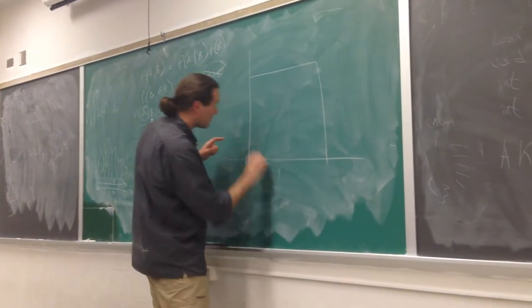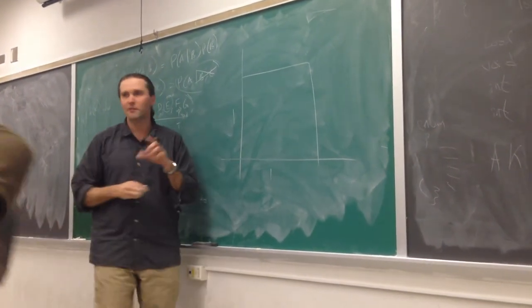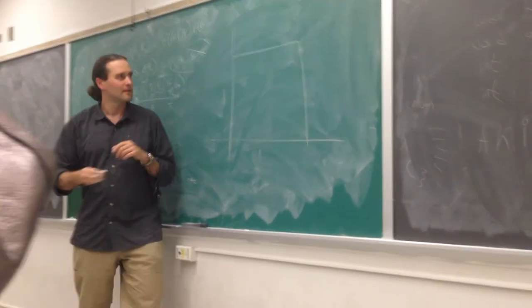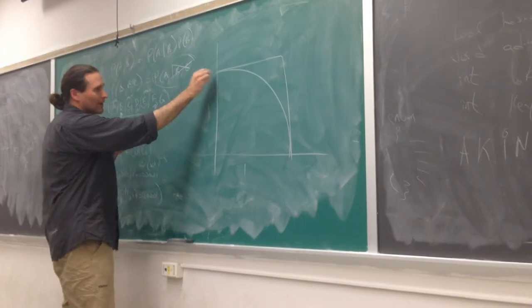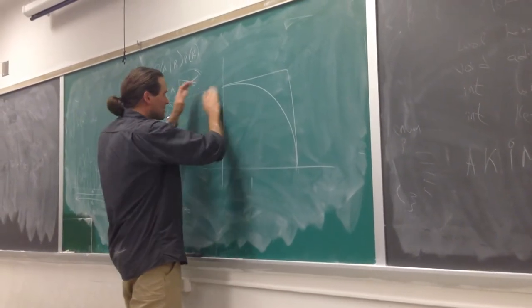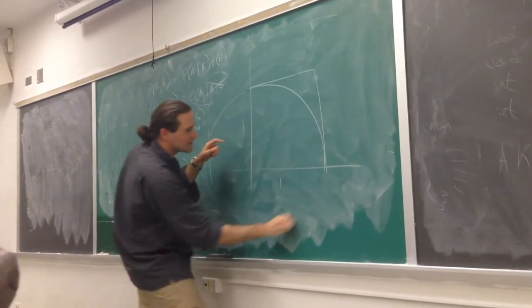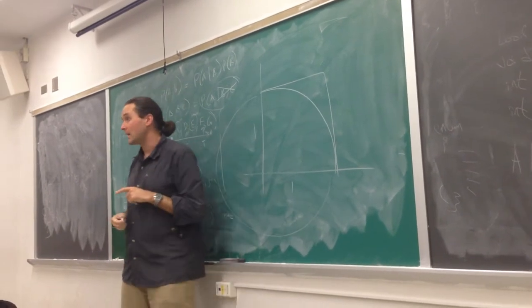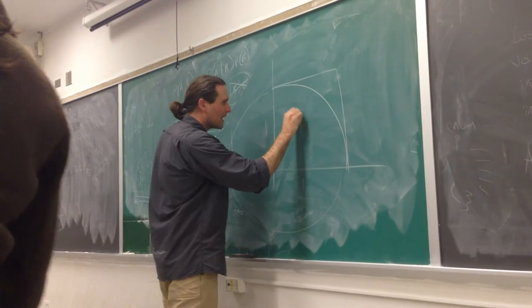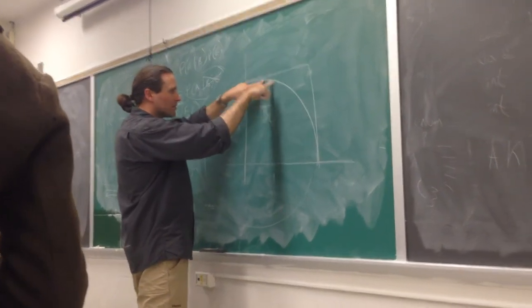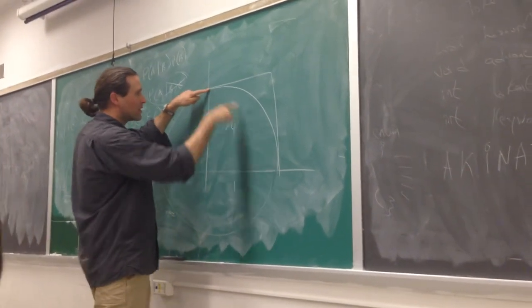The box is 1 by 1, right? You know that the area is 1, right? What is this thing? So the area of this circle, right? If you take this whole area, the area is pi, right? So this area is pi over 4. So this circle has an area of pi over 4.